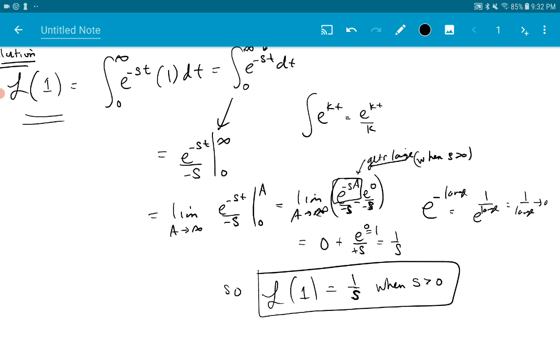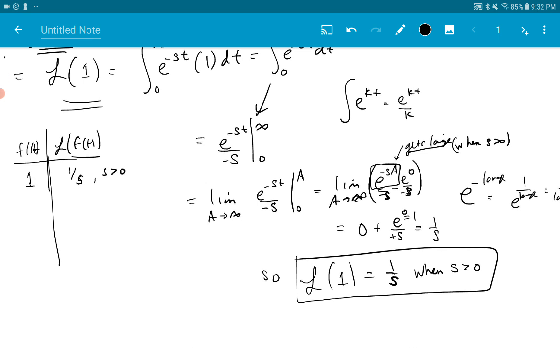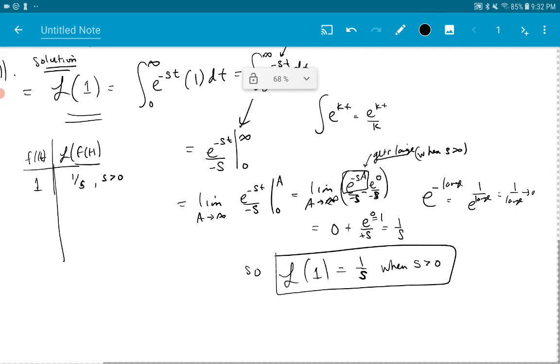Okay, so let's make a table. If we make a table here, f of t, and the Laplace transform of f of t, the first thing in our table will be 1 and 1 over s, where s is greater than 0. So let's keep going. Let's try some other functions. Find Laplace transforms of some more functions.